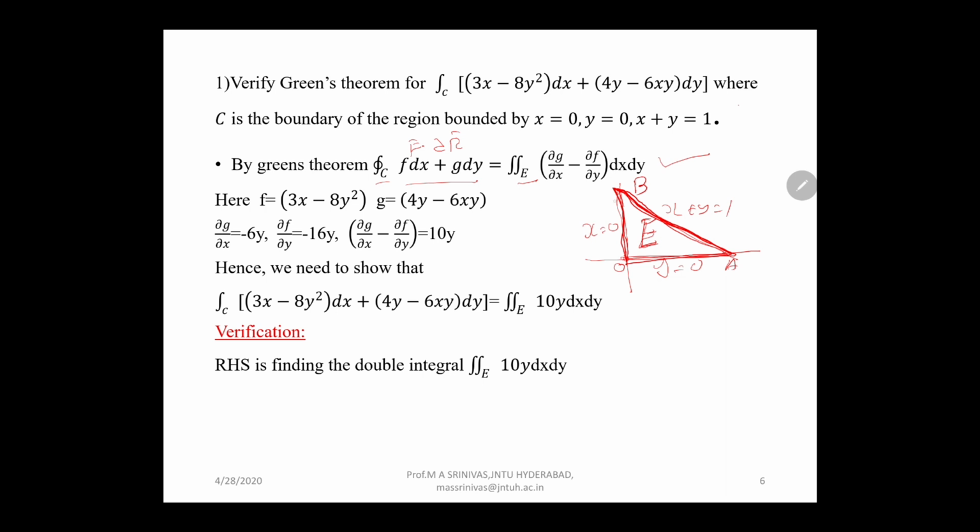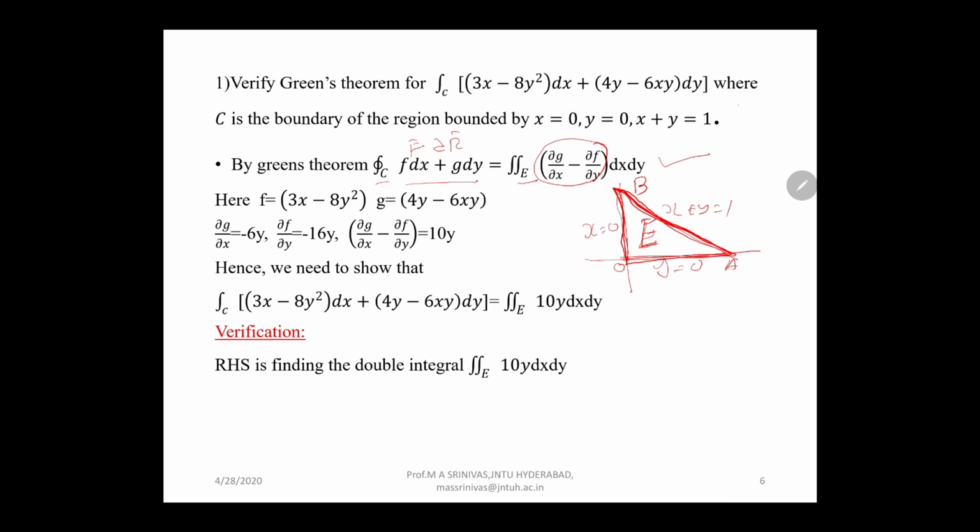For finding the line integral, the integrand is f dx plus g dy, and for finding the double integral over E, your integrand is dou g by dou x minus dou f by dou y. Okay. Now, what is your f? f is the x component, that is the dx coefficient. Sometimes in the examination, he may write g dy plus f dx. Observe what actually he has written.